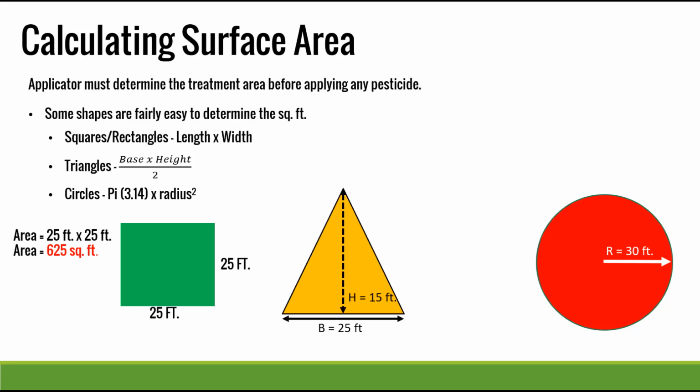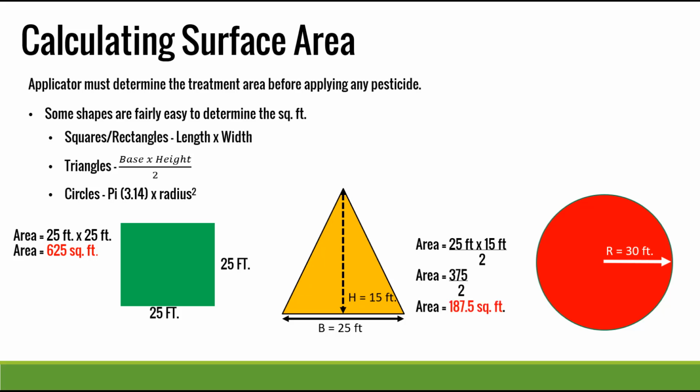Area for square is length times width. Therefore, the length and width are equal in this case. So 25 multiplied by 25 gives us 625 square feet. Pretty simple. Let's go ahead and move on to the triangle.